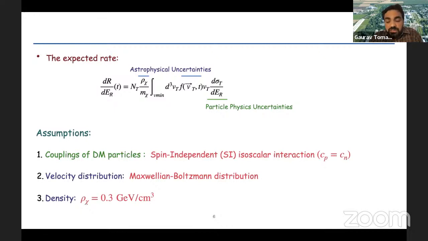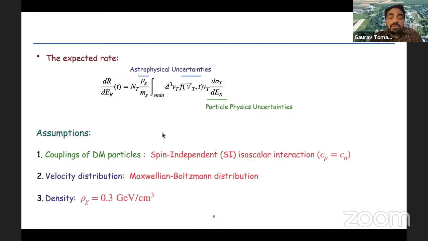When we are talking about direct detection experiments, this is the standard formalism we follow to calculate the rate in an experiment, where the particle physics information goes in the differential cross-section, and the velocity distribution and the density give rise to astrophysical uncertainties. The particle physics uncertainties are there in the differential cross-section, and this is of course because of our ignorance about the actual interaction that dark matter could have with the standard model particles. So we have to make some assumptions.